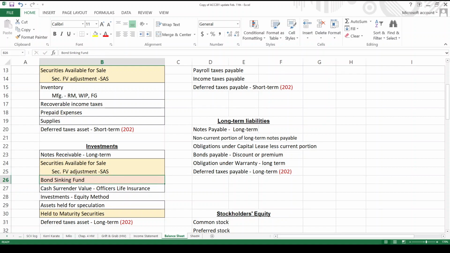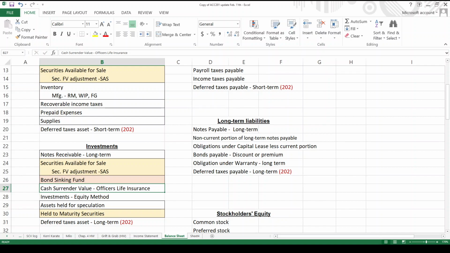A bond sinking fund, what is that? That is money set aside, hopefully for the ultimate repayment of a bond issue. So let's say a company has a $50 million bond that comes due in 5 years. Well, they want to set aside some funds. It's going to go in this section here. So this could be anything. It could be stocks, bonds, who knows what. Hopefully not bitcoins.